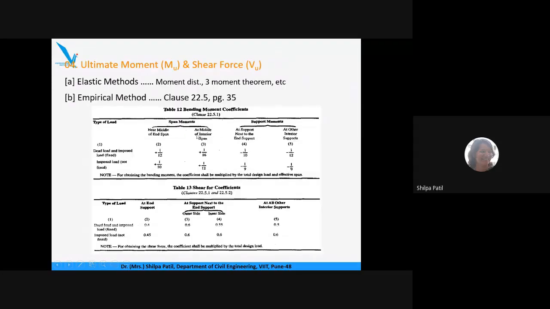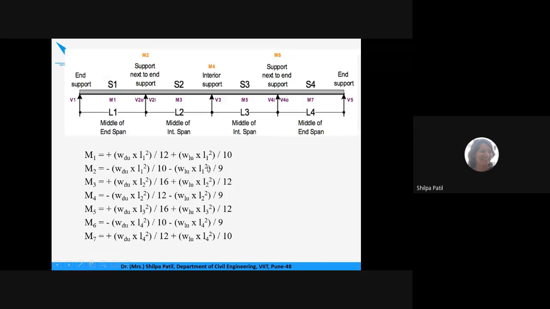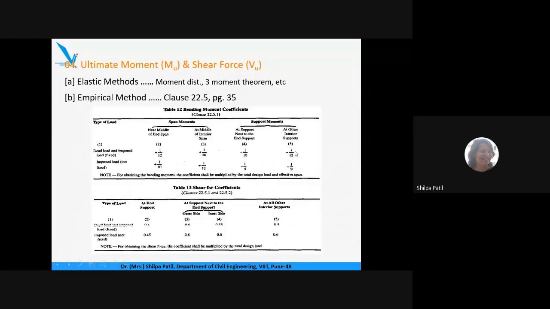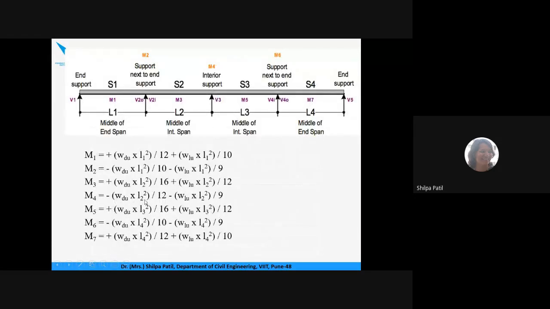If I go here, at the middle of the interior span, my coefficients are L by 16 and L by 12. The same are applied here: WD L square by 16 plus WL L square by 12. This is because of dead load, and this is because of live load. So the M3 and M5 expressions are the same. Now the remaining is the interior support moment M4. For interior supports, what is the clause here? At other interior supports, the coefficients are minus L by 12 and minus L by 9. So the same is written here, M4: minus WD L square by 12 minus WL L square by 9.